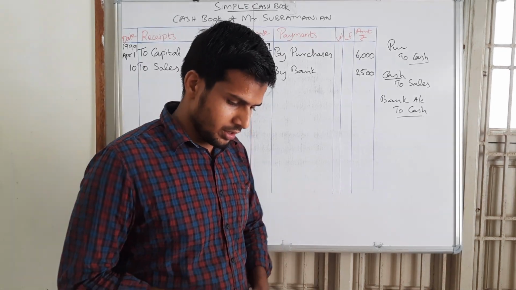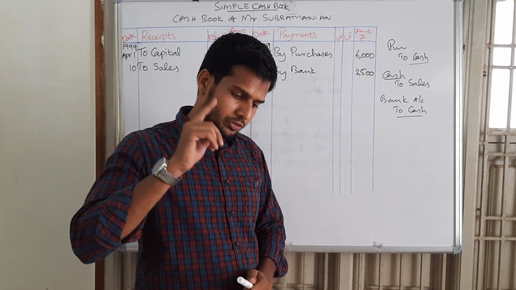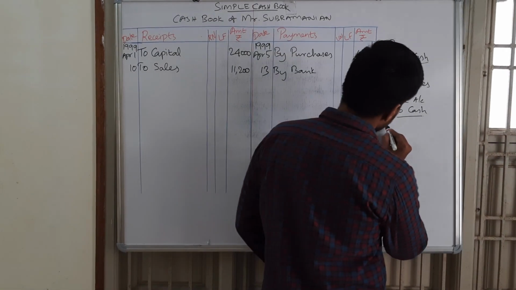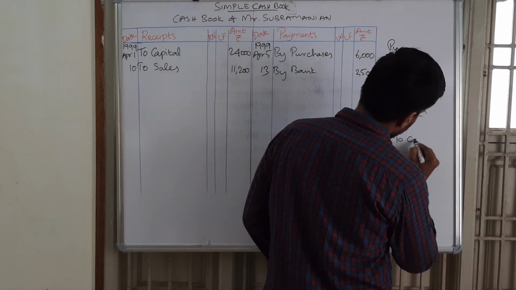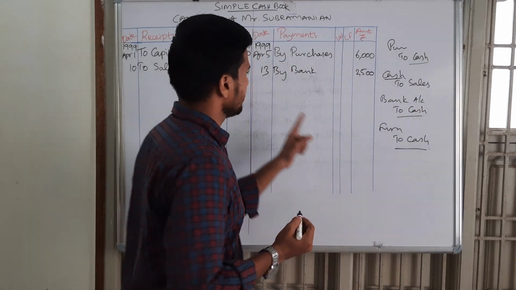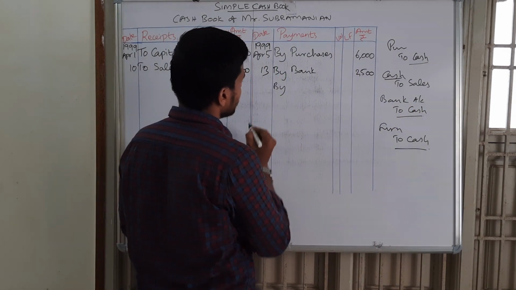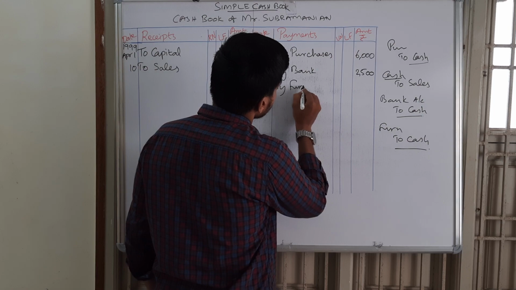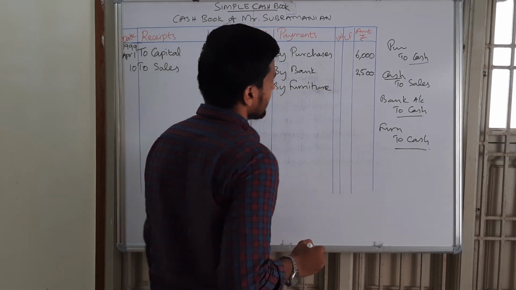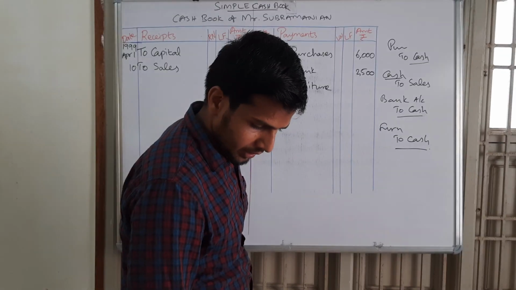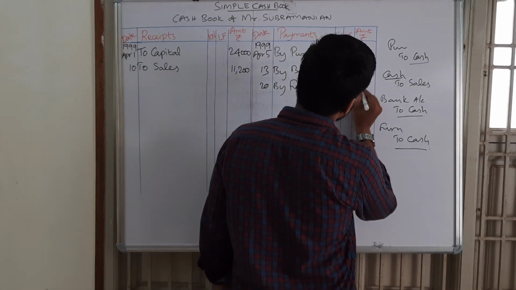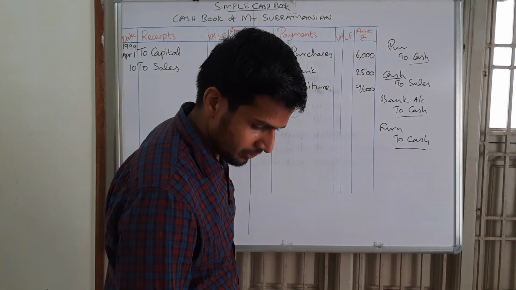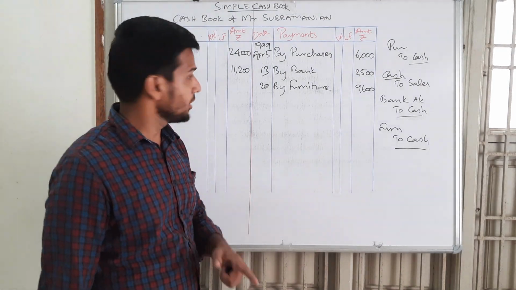And the next thing is, on April 20 purchased furniture. Purchased furniture means what will be the entry? Furniture account to cash. Here the cash got credited, so it must be written on the payment side with the date as 20, by furniture, with the amount of 9,600. And the next thing is April 21.